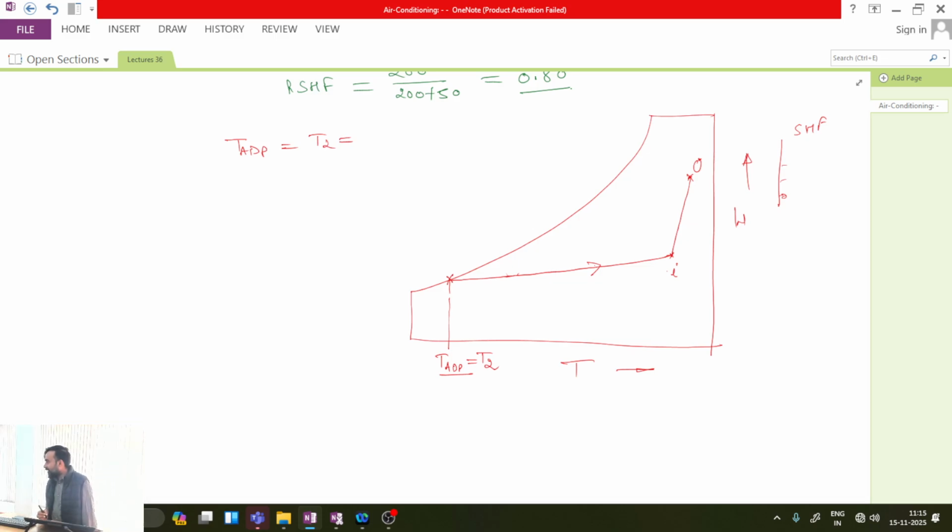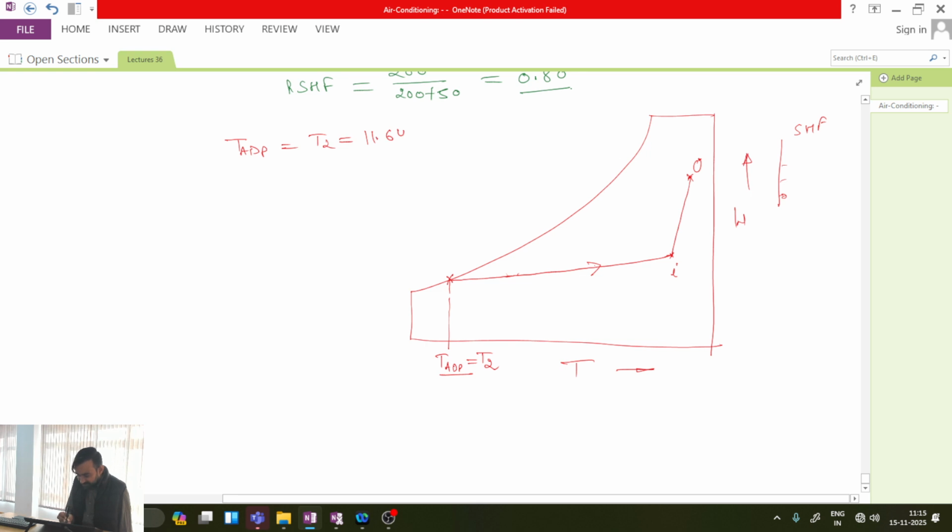Can you plot the angle as well? Near to 11. Yes, the value here is 11.64 degrees Celsius. Okay, the value is 11.64 degrees Celsius. Are all clear with this point, or is anyone having any doubt about this? Please tell me.